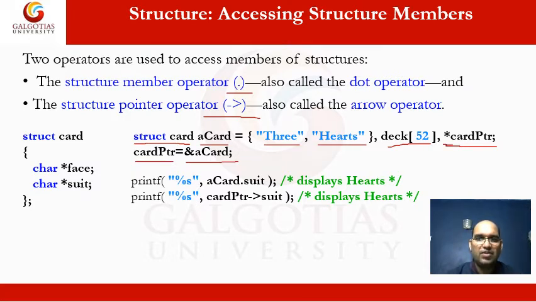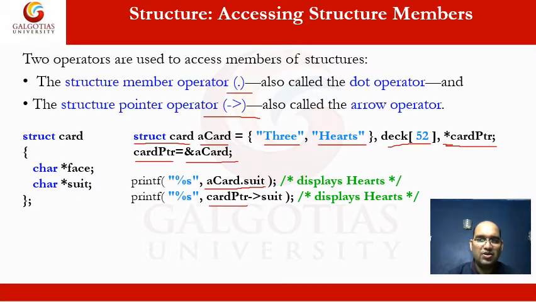Now what I am trying to explain here is where you can use the dot operator and where you can use the arrow operator. The first structure, a card, is a simple type of structure. If you want to access the value of any member of a card, then you can use the dot operator. For example, if I want to access a card dot face or a card dot suit, I will simply write a card dot suit, right? It will return the value hearts because suit is the second member, so the second value is hearts, right?